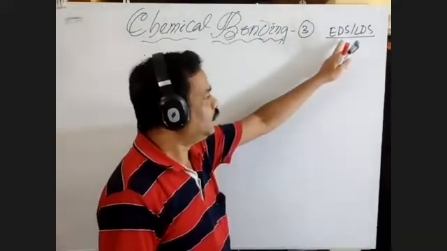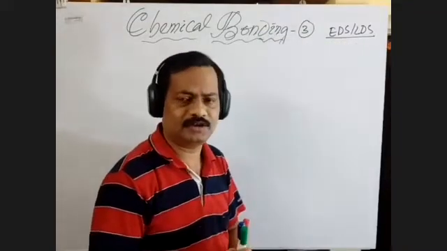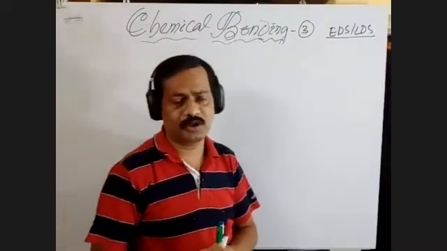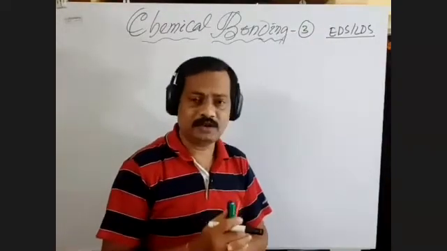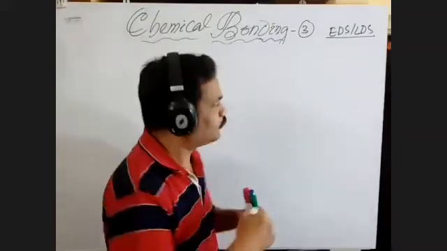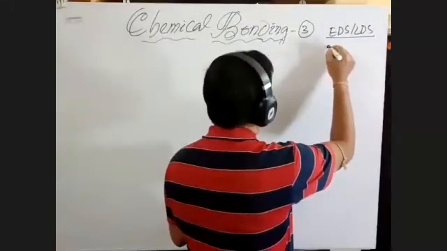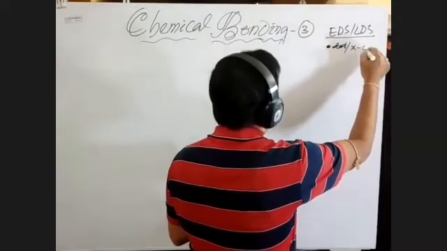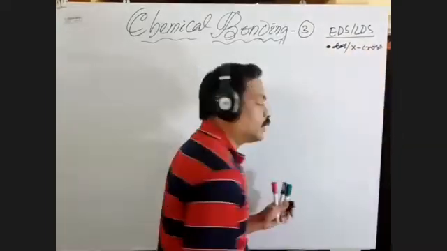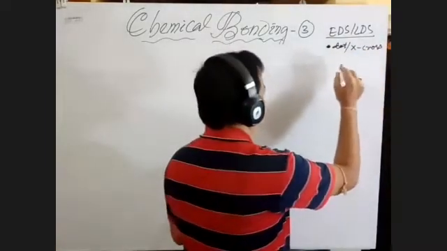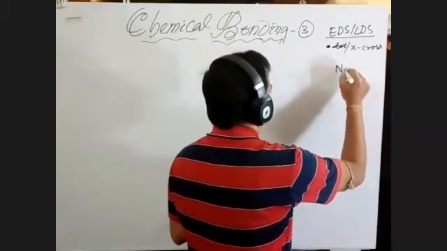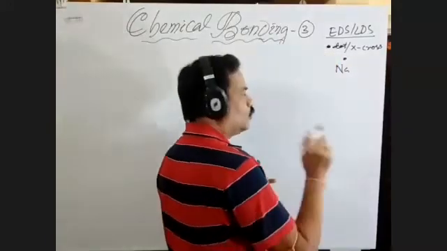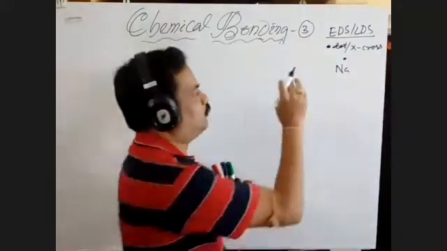So EDS or LDS represents the electronic dot structure or Lewis dot structure of the atom. Now, this is nothing but either you put a dot mark or you put a cross mark around the symbol. Let us say this is Na. So around the symbol, either you put a dot or a cross mark to represent the element.